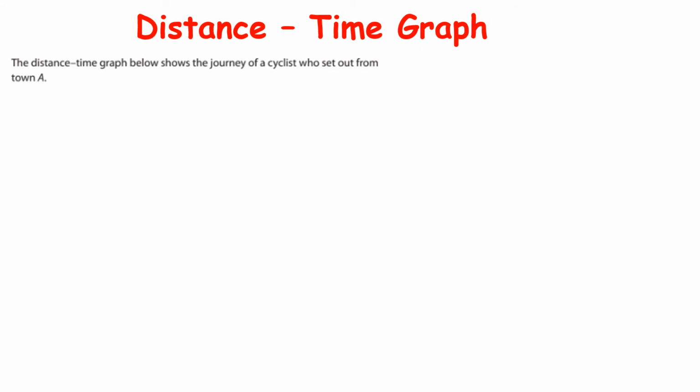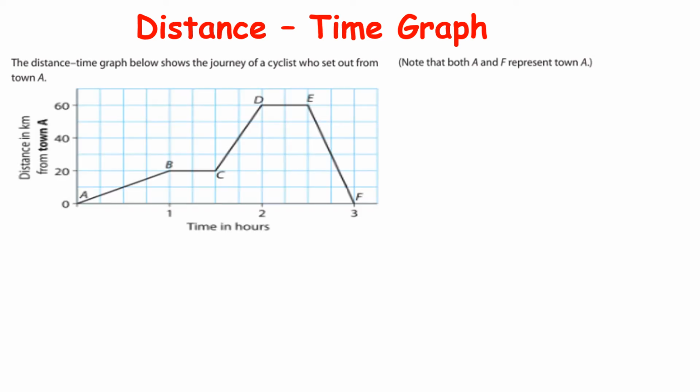This is a distance time graph of a cyclist who set out from town A. Note that both A and F represent the town. That might seem a bit mad, but think about this. The y-axis, that distance, is the distance from the town. So the cyclist travels away from the town and then back to the town. When he gets back and touches that horizontal x-axis, he's back where he started.